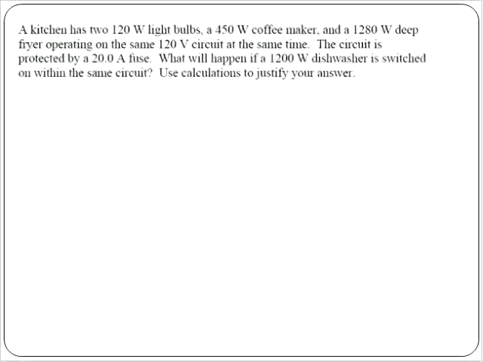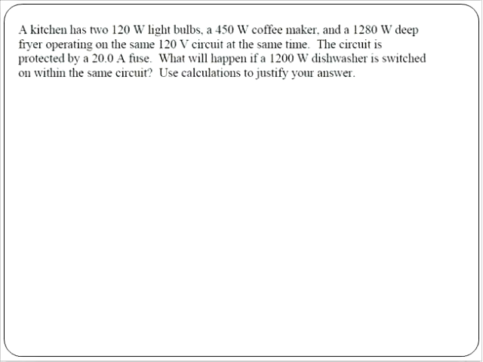One last question before we end. A kitchen has two 120-watt light bulbs, a 450-watt coffee maker, and a 1280-watt deep fryer operating on the same 120-volt circuit at the same time. That circuit is protected by a 20-amp fuse. What would happen if we turned on a 1200-watt dishwasher in the same circuit? Now, because they're asking you that question, you probably might think that it's going to blow the fuse. So let's see what happens.